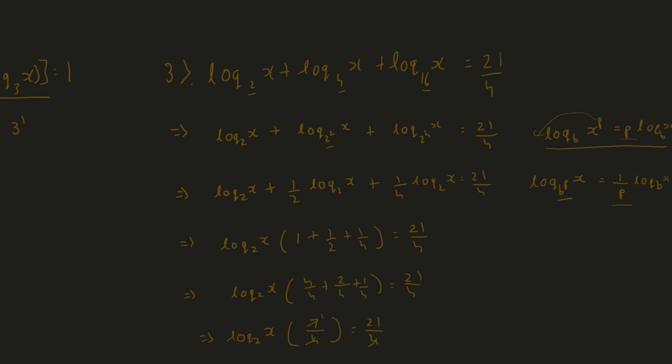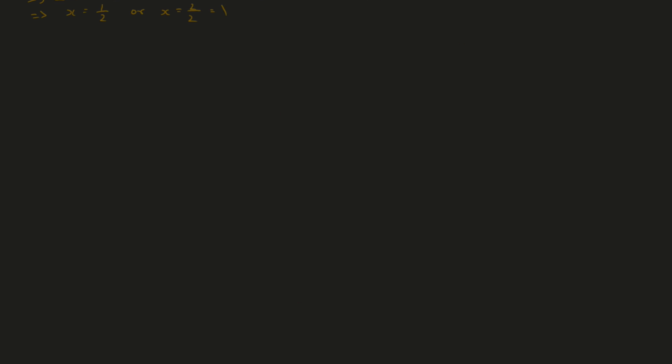This 4 and 4 get cancelled, 7 and 21 get divided. So we get log x to the base 2 equals 3, and using the definition we get x is equal to 2 cubed or x is equal to 8. This is the solution for the third question. So this is a little bit unique question. Let's solve one more like this.